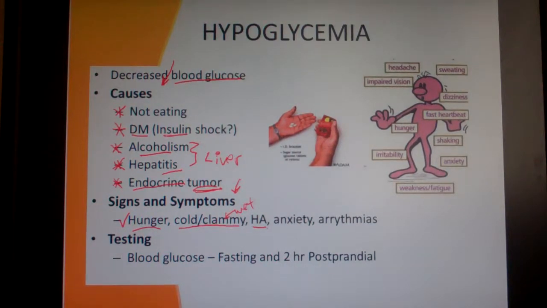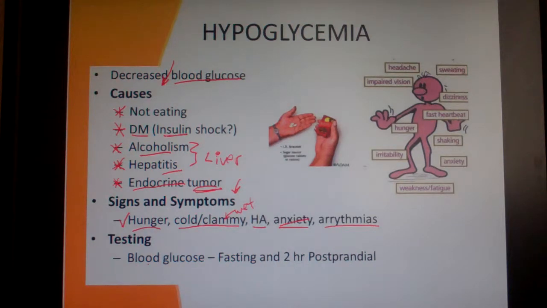Okay, headache will be caused by that. Anxiety, you're going to feel very anxious if you don't have enough sugar in your blood, just like you would if you had way too much. And of course, arrhythmia, same thing, right? Too much sugar or too little sugar is going to cause heart palpitations, or palpitations, I guess. Palpitations is just feeling it.